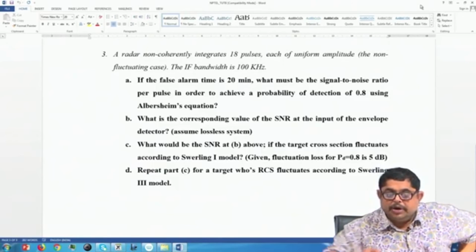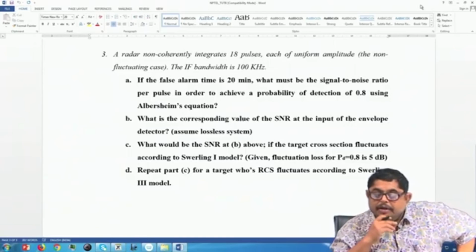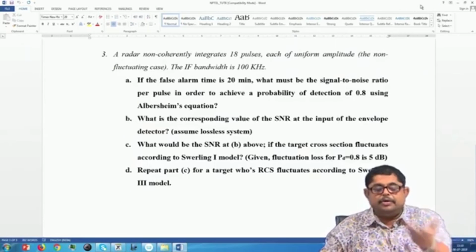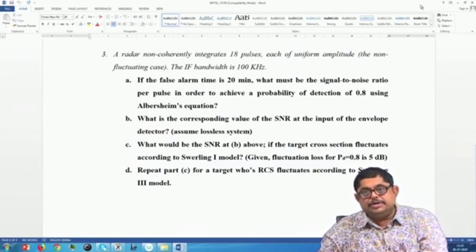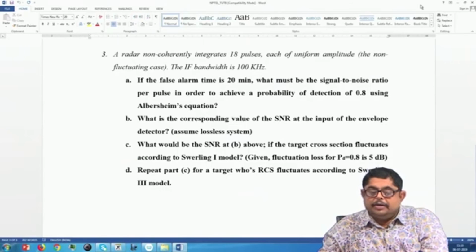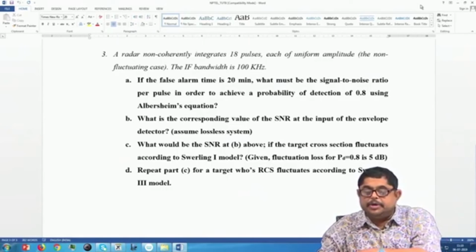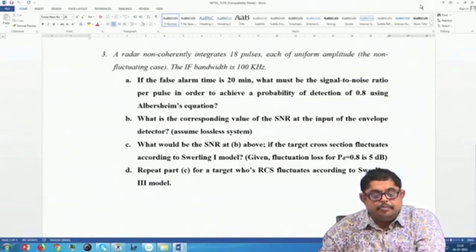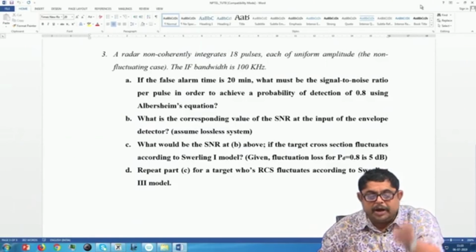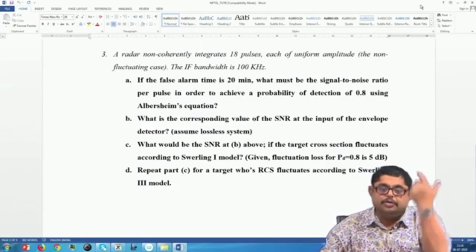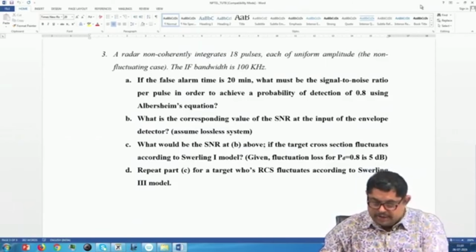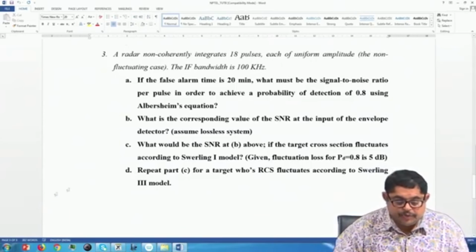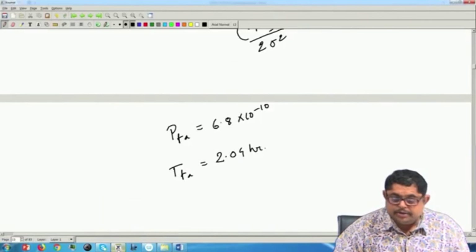Then part C is, what would be the SNR at B above if the target cross section fluctuates according to Swerling 1 model? Given the fluctuation loss for PD 0.8 is 5 dB. And part D is, repeat part C for a target whose RCS fluctuates according to Swerling 3 model. So, all the models are getting covered here. Let us solve this. This is a good problem, with practical things.